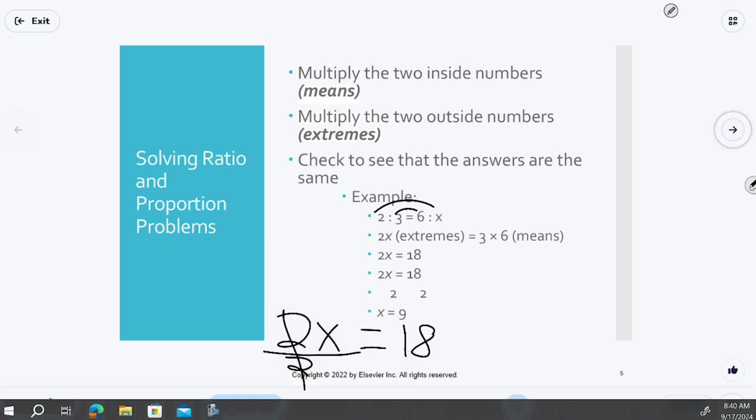It cancels it out, because 1x is the same thing as saying x, because 1 times anything is that thing, right? So 1x just leaves me x by itself, but whatever I do on one side of the equation, I have to do on the other. So now I'm taking 18 divided by 2, which means I finally have x equals 9.